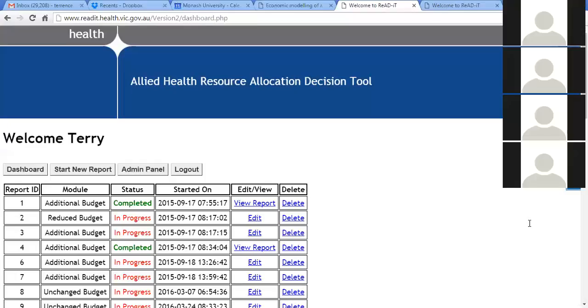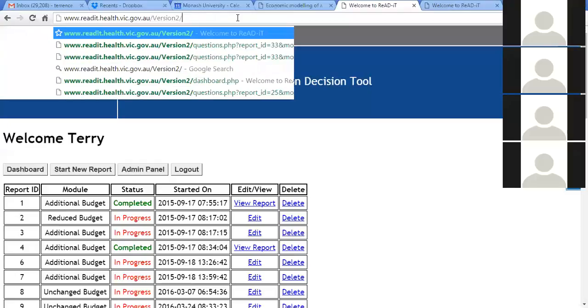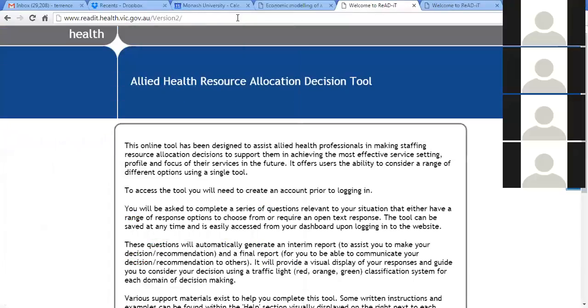Oh, the address, again, for those who came in a bit late and missed it, it's www.readit.health.vic.gov.au/version2, and that is all you'll need. So if I go back up here and get rid of that part, I'm back to the login page there. Okay, so readit.health.vic.gov.au/version2, the 2 being numeric.